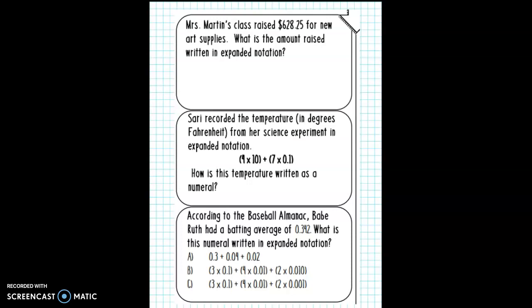Well, the 6 is in the hundreds place, so 6 times 100. The 2 is in the tens, 2 times 10. The 8 is in the ones, so 8 times 1, put addition signs in between. The 2 is in the tenths place, so 2 times 1/10. And then 5 times 100th.